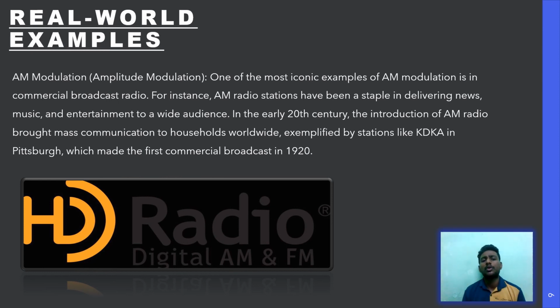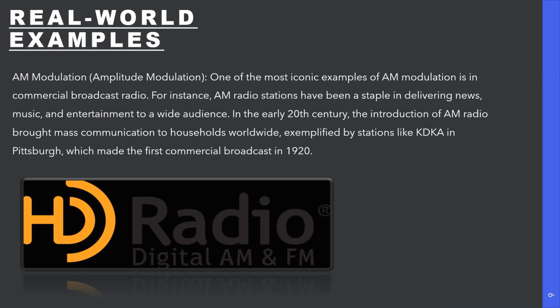Now let us know about the real world examples. AM modulation: one of the most iconic examples of AM modulation is commercial broadcasting radio. For instance, AM radio stations have been a staple in delivering news, music and entertainment to a wide audience. In the early 20th century, the introduction of AM radio brought mass communication to households worldwide, exemplified by stations like KDKA in Pittsburgh, which made the first commercial broadcast in 1920.